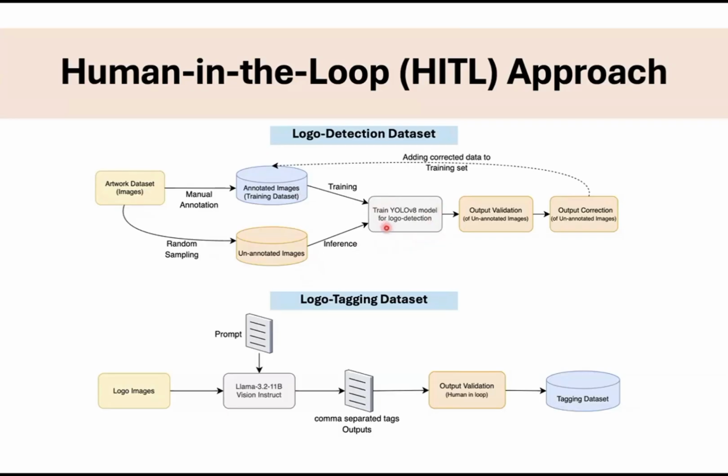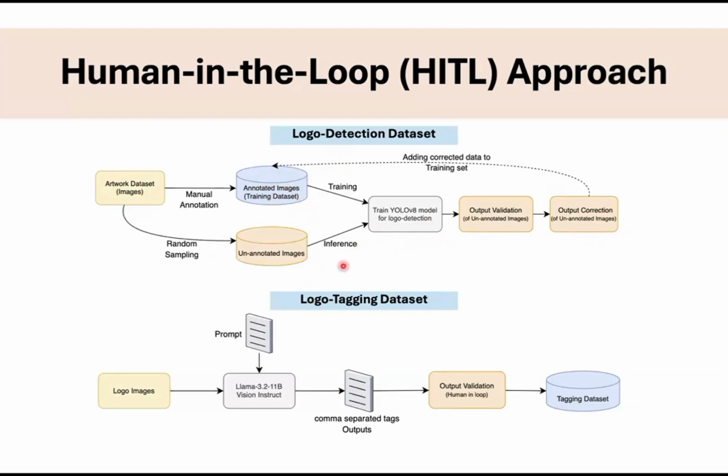Once we got the inference, we validated the output and corrected any inaccuracies in the detected output. Once we had corrected all the outputs with a human, they were fed back to the annotated images dataset. This was done in multiple iterations, so this dataset kept growing. And finally, we had the logo detection dataset. So you see, we have used a machine learning assisted approach to annotate this dataset.